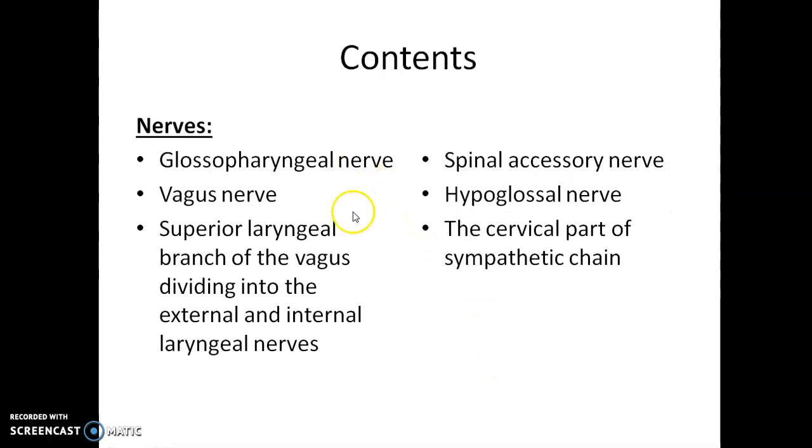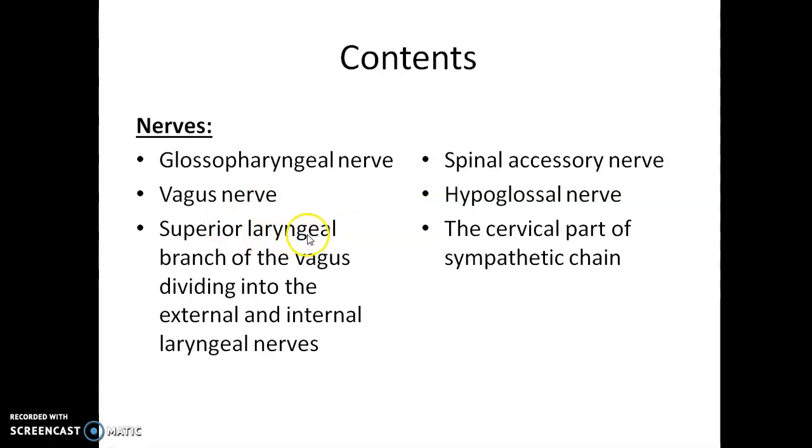Nerves. Come to the nerves. It appears like a never ending list, but it's very simple. The last 4 cranial nerves are present in the anterior triangle of the neck. So what are they? The glossopharyngeal nerve, 9th cranial nerve, is a nerve of tongue and pharynx. Vagus nerve, it's a nerve of the GIT, 10th cranial nerve. And the branches from vagus which are supplying the larynx and pharynx will be here.